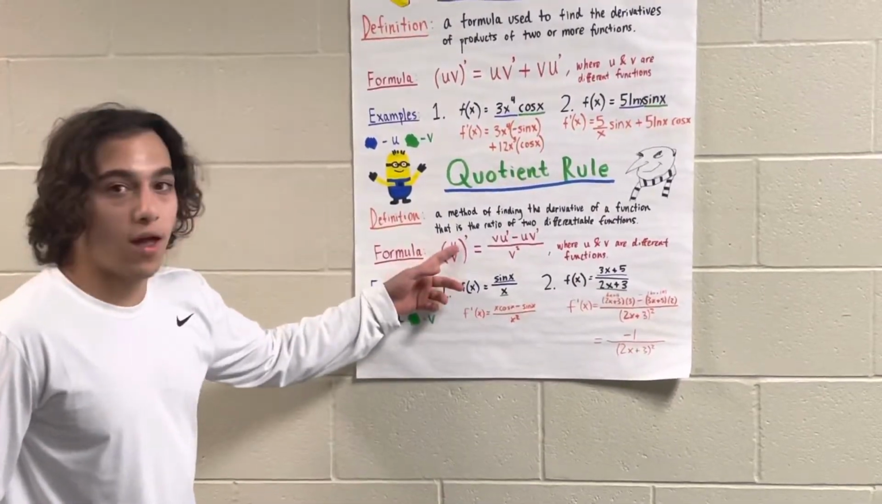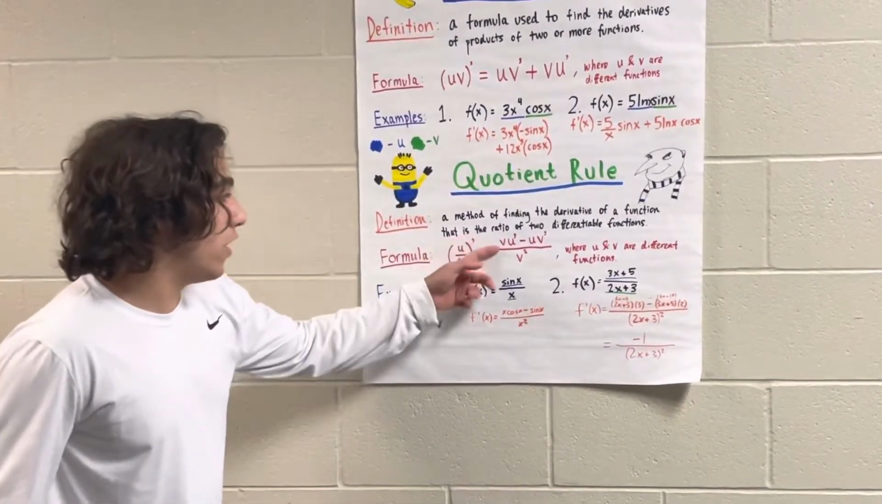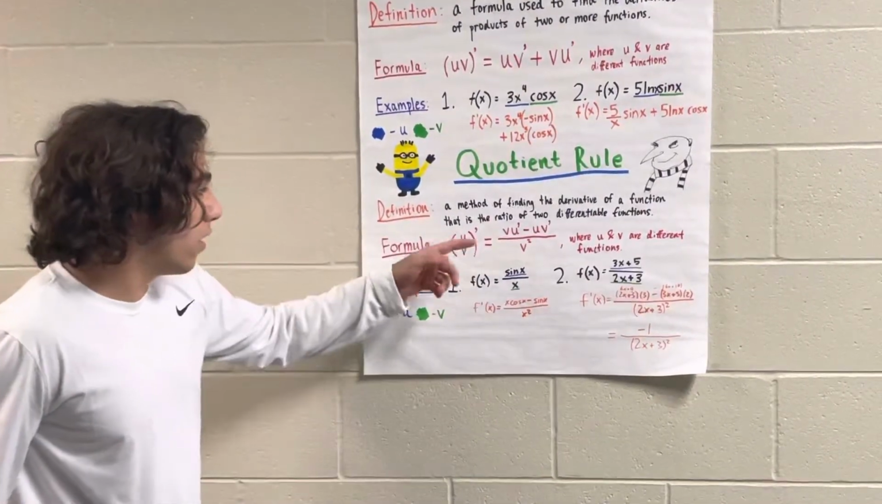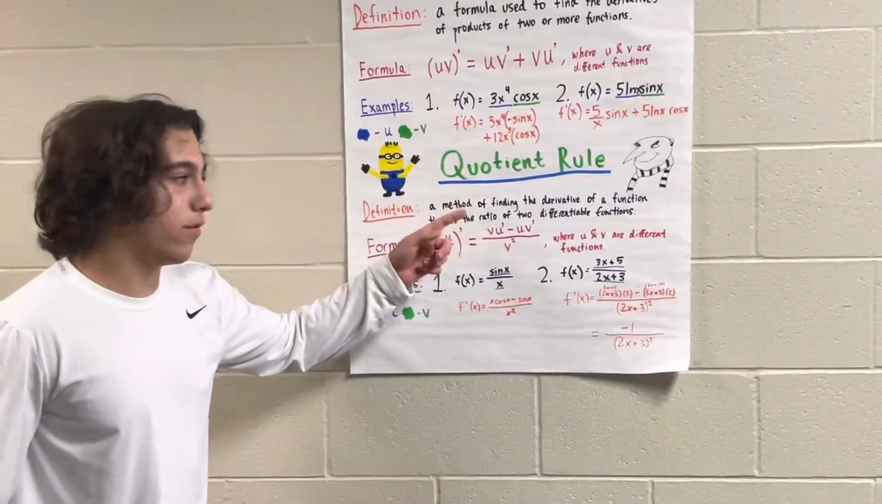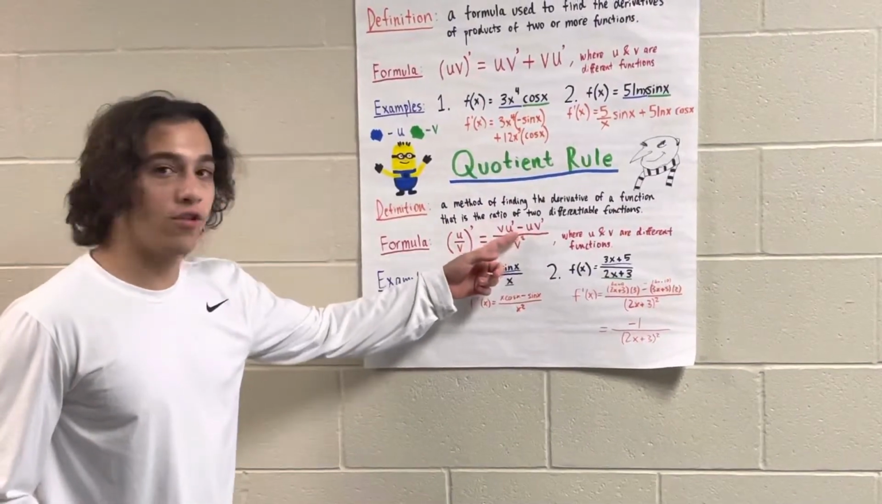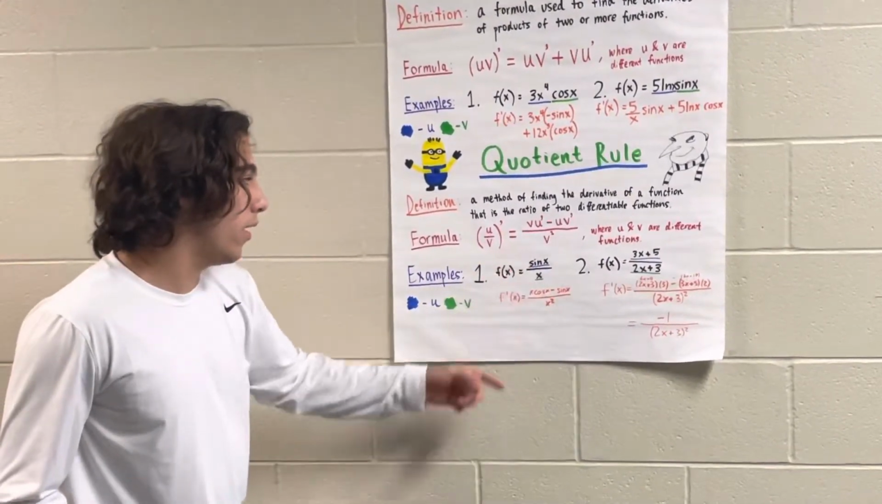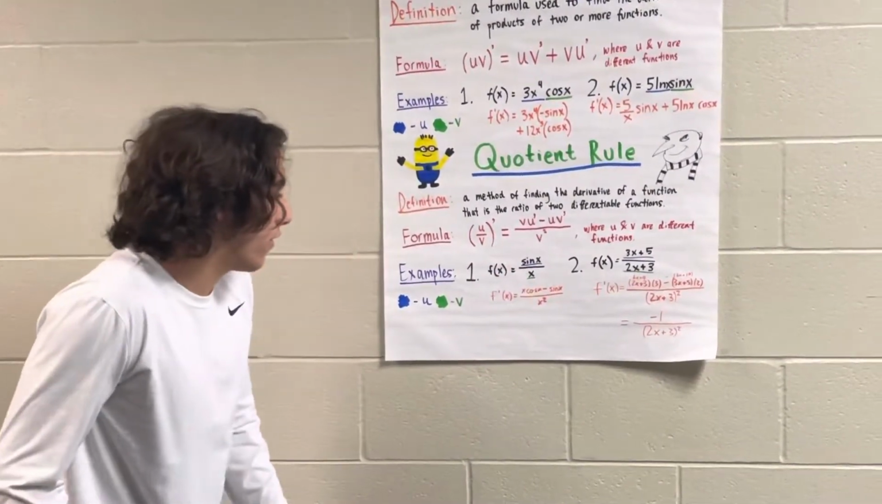You take the derivative of that, it's going to be a mouthful. You get vu prime minus uv prime over v squared. So it's going to be the bottom function multiplied by the derivative of the top, minus the top function multiplied by the derivative of the bottom, over the bottom squared, and u and v are two different functions.